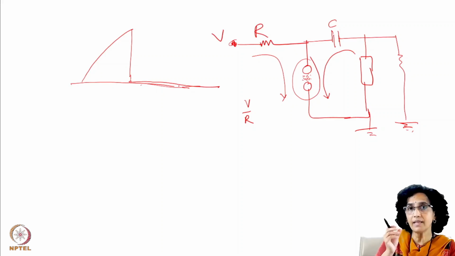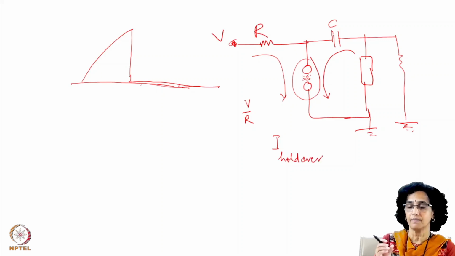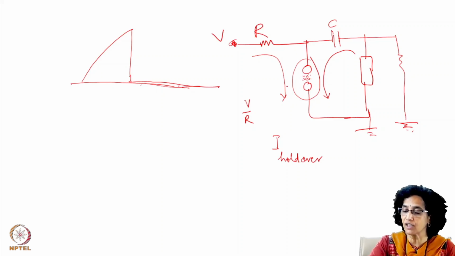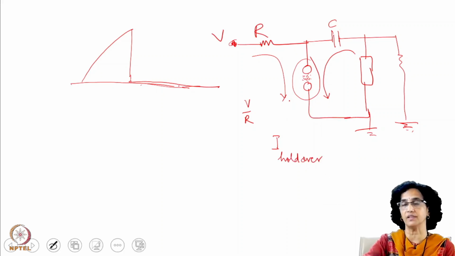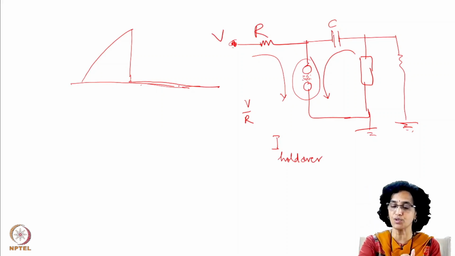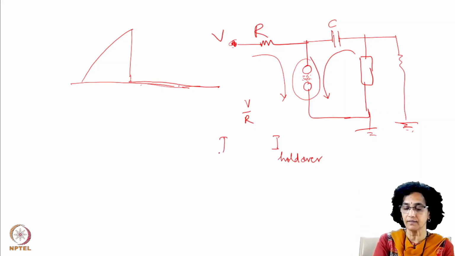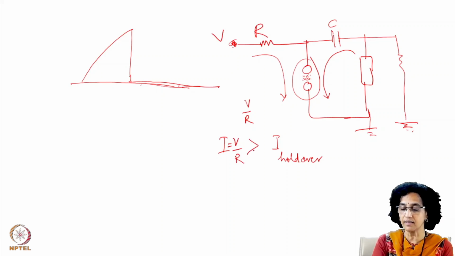So there is a current called I holdover. Sorry, there is a maximum current called I holdover, beyond which, if that current flows through this conducting switch, it will never recover. So the current flowing from the voltage source into this switch has to be less than that holdover current. If the current V by R is greater than the holdover current, then this switch will never recover.